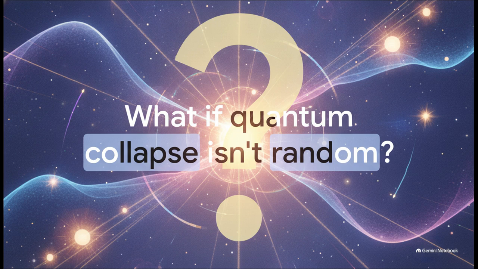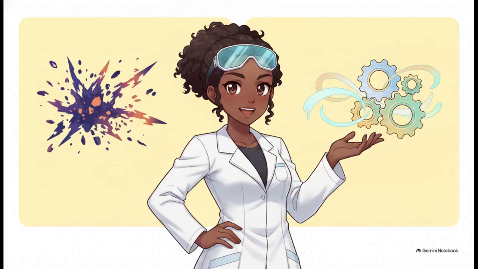But what if we've been misinterpreting the data this whole time? What if quantum collapse isn't actually random at all? What if there is no magical observer effect? And this brilliantly illustrates the core difference. On one side, you have the standard view: random, observer-triggered, irreversible. It's basically a one-way street from quantum potential to classical reality.